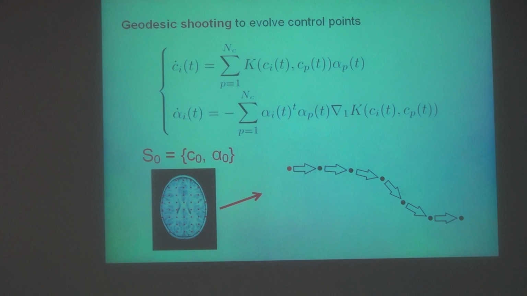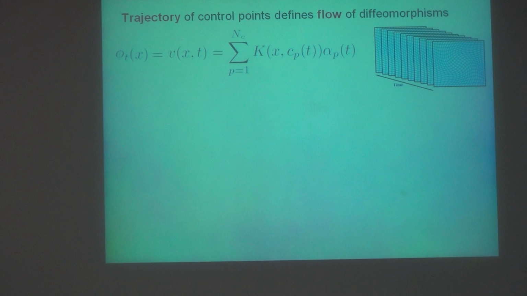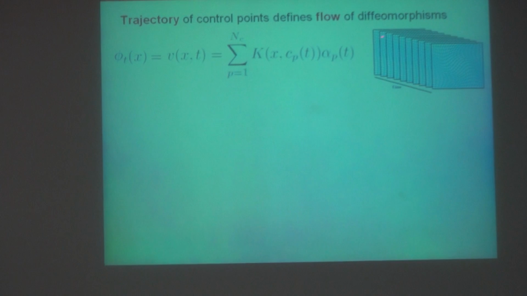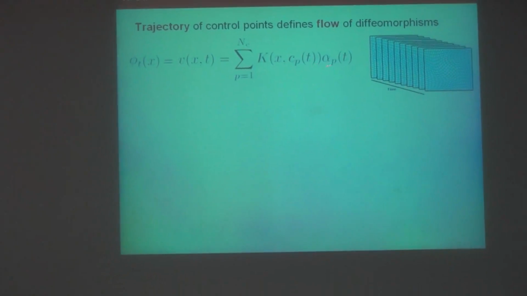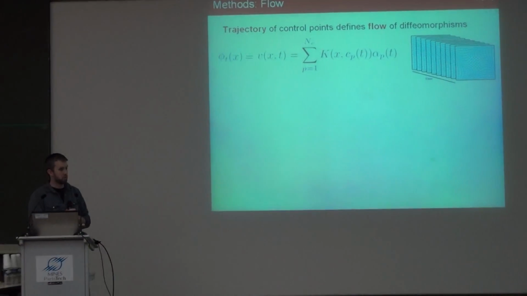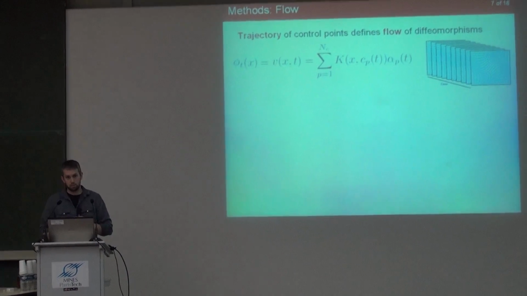So we take our C0, alpha 0, we shoot along the alpha 0 direction, and for each control point we get some sort of evolution and trajectory. Now the trajectory of these control points defines a dense flow of diffeomorphisms here at any time and any location in space, again by convolution. So now we have continuous C's and alphas that produce this sort of continuous dense transformation.